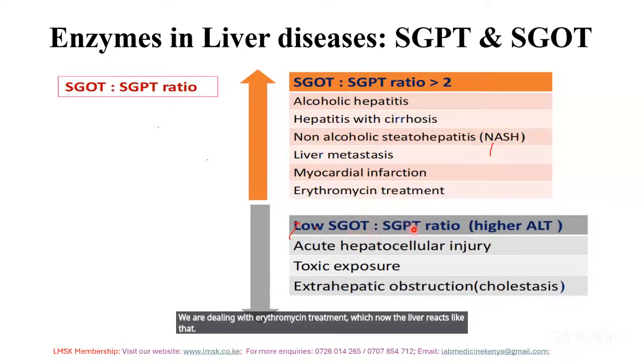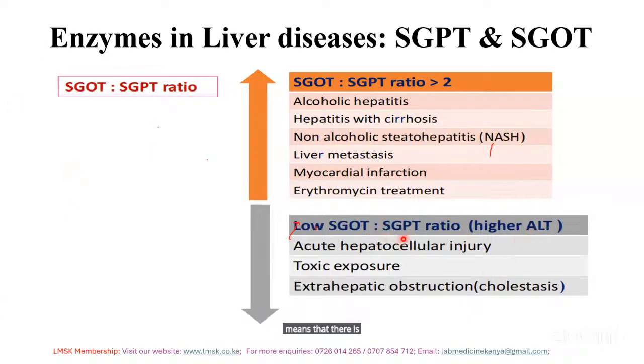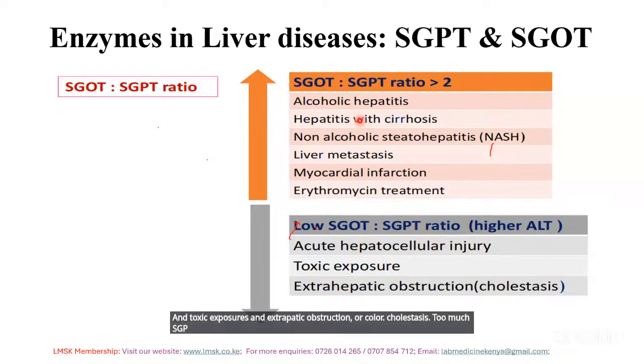A low SGOT to SGPT ratio means that there is too much SGPT, which is ALT. This is present in acute hepatocellular injury, toxic exposures, and extrahepatic obstruction or cholestasis. Too much SGPT will be present in cholestasis.